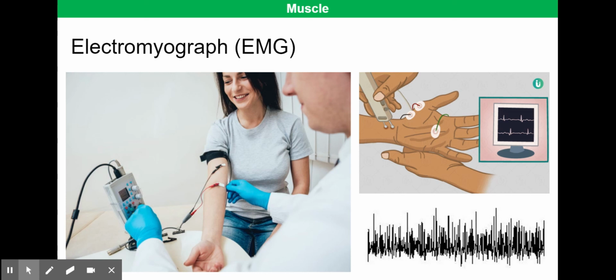Placing electrical leads on the forearm, as shown on the slide in front of you, allows activity in the forearm muscle to be recorded. The recorded trace is called an electromyogram, and I've included an example of an electromyogram on the slide in front of you.